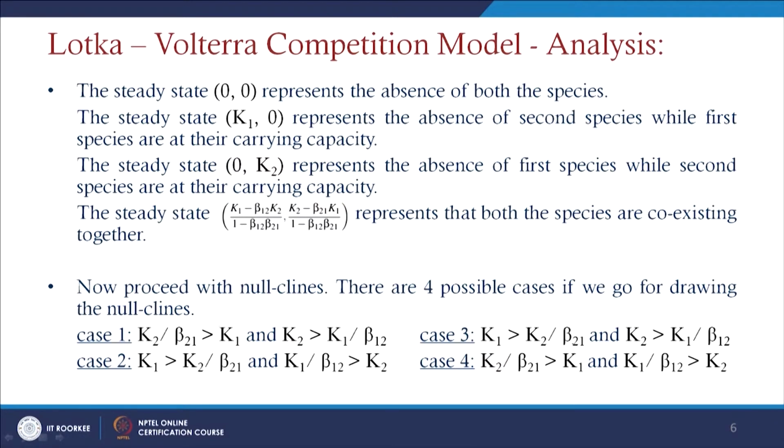Similarly, one by one the signs change and we have considered different cases. In the third case, it is the reverse of the first, k1 is greater than k2 by beta 2 1, and for k2 we consider the same condition. Similarly, in the fourth case we have considered k2 by beta 2 1 greater than k1, and the second one remains the same.